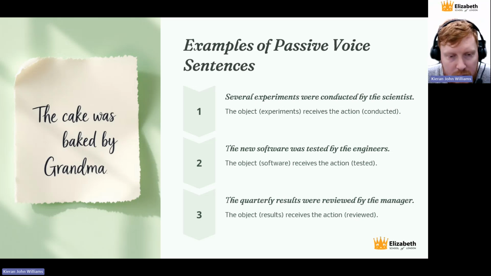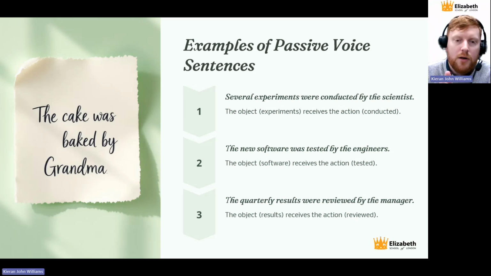Number 2, the new software was tested. Okay, we want to know about the software. We want to know if it was tested. It's not important to know that it was the engineers who did it. Okay, and the last one, the quarterly results were reviewed. Okay, we want to know what happened to the quarterly results. We're not so concerned with who actually did it. Okay, so they are examples of the passive voice sentences.